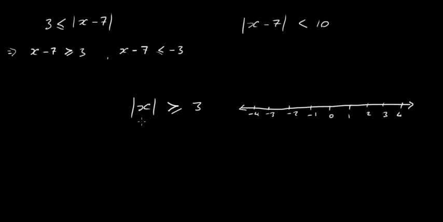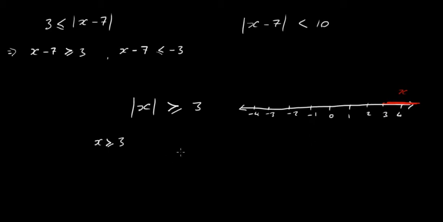So what values are such that when you get the absolute value of them, it will be greater than or equal to 3? Well, you can say here that x greater than or equal to 3 works anyway. So all these numbers up here will be greater than or equal to 3. So x can be greater than or equal to 3, and if you get the absolute value of any of these x values up here, they will all be greater than or equal to 3.